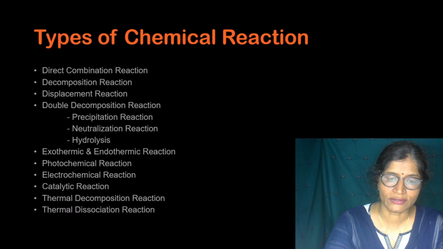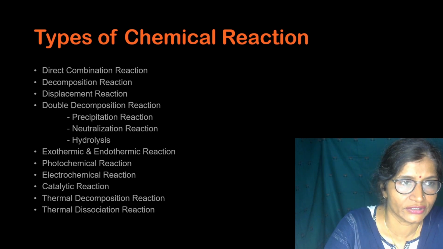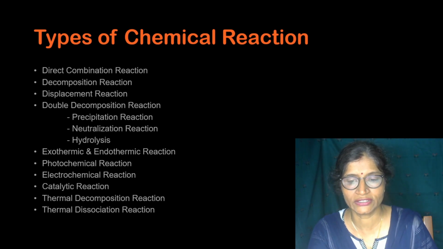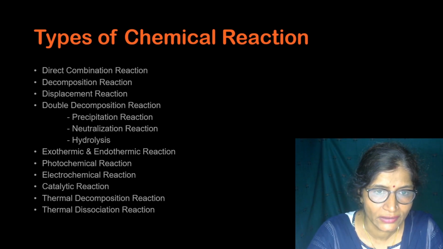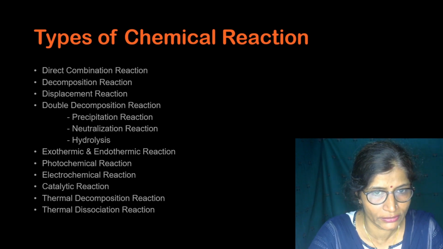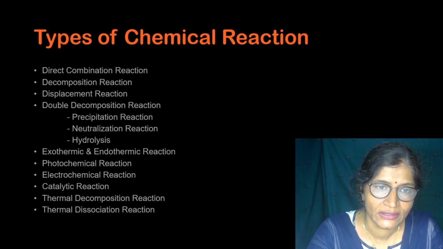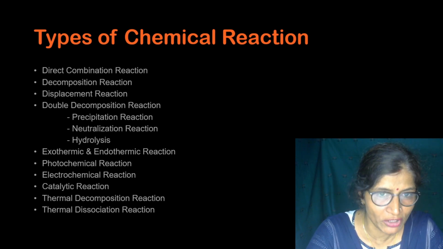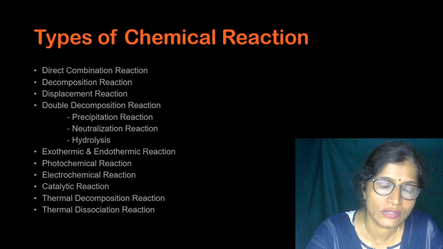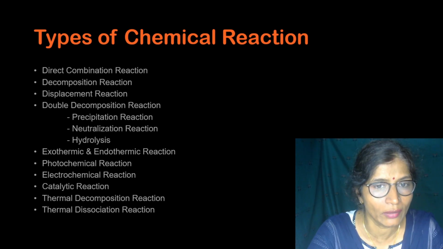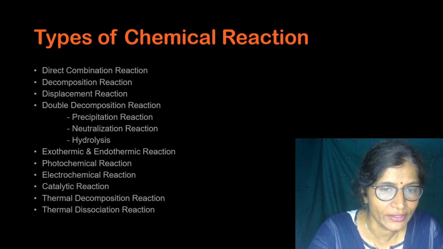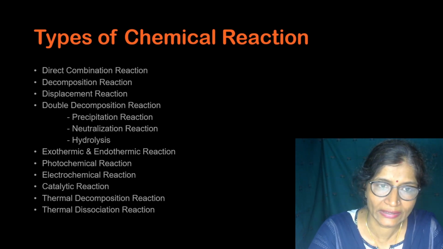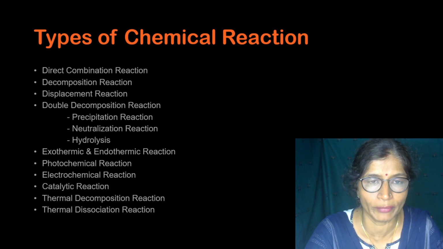Let's start with the different types of chemical reactions. The direct combination reaction. The direct combination reaction is the reaction where what happens? Two or more reactants combine together to give one product. The reactants may be two elements, two compounds, or an element and a compound, or more than two reactants can be there. They can combine together to form one product. Then that type of reaction is called direct combination reaction.